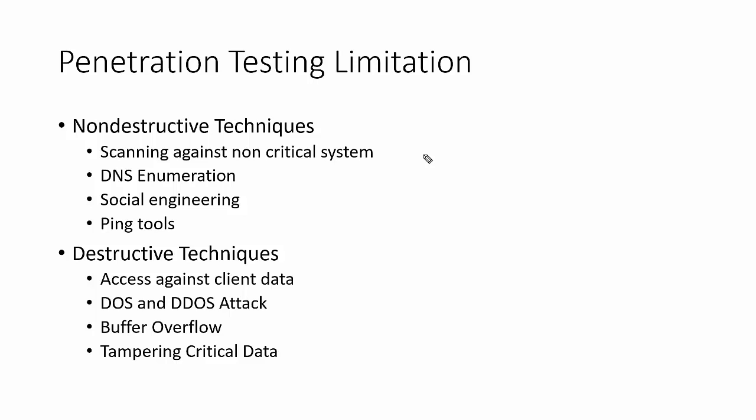My objective is more about information gathering. I don't want to disrupt any system, but somewhere we want to test the resiliency of the system. You would like to know how effective availability is and all that. Then we can go for destructive testing. We try to access the client data. We will do DoS and DDoS attacks. We do buffer overflow. We do tampering of critical data. So this is basically called a destructive technique. So during the meeting itself, you have to set this expectation clearly, like what kind of testing you want to perform.